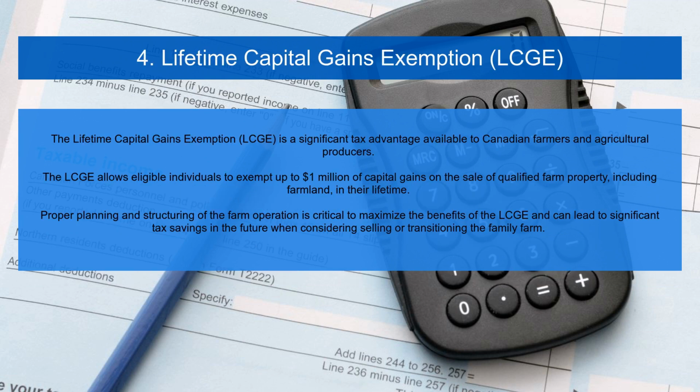The Lifetime Capital Gains Exemption (LCGE) is a significant tax advantage available to Canadian farmers and agricultural producers. The LCGE allows eligible individuals to exempt up to $1 million of capital gains on the sale of qualified farm property, including farmland, in their lifetime. Proper planning and structuring of the farm operation is critical to maximize the benefits of the LCGE and can lead to significant tax savings in the future when considering selling or transitioning the family farm.